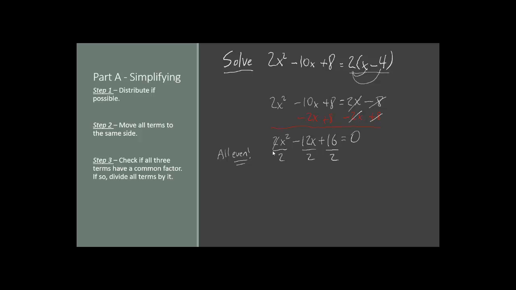And if you have all even numbers, you can divide every term by 2 to make your numbers a little simpler to work with. The 2's here in front of the x squared cancel out, giving us just x squared. Negative 12 divided by 2 gives us negative 6, still with the x. Positive 16 divided by 2 gives us positive 8, and it all still equals 0.